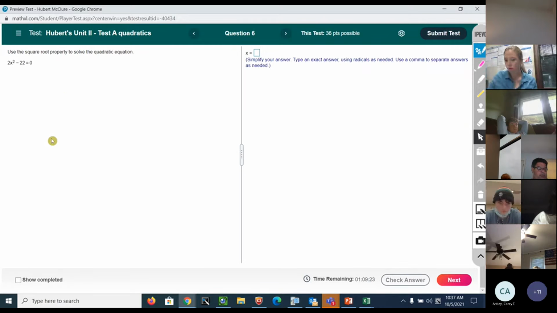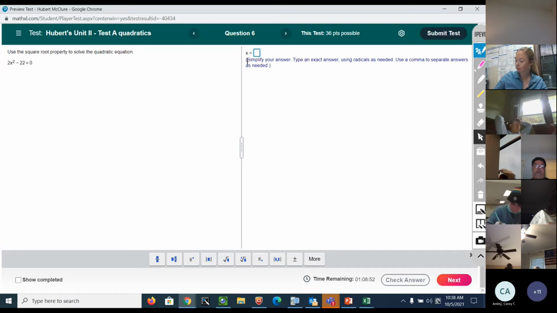Use the square root. Here's a simple one. 2x squared minus 22 is equal to 0. 2x squared is equal to 22. x squared is equal to 11, right? And x is equal to the square root of 11.